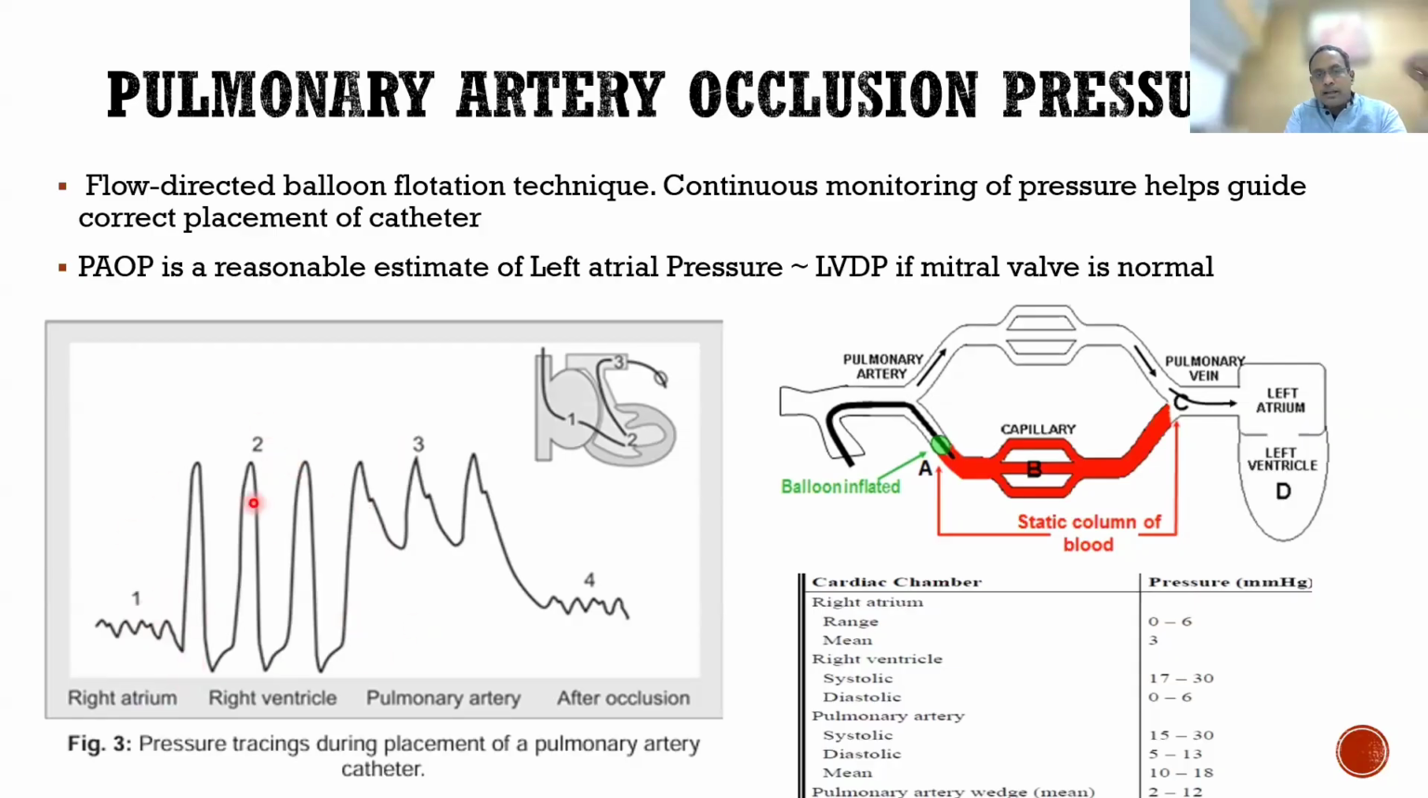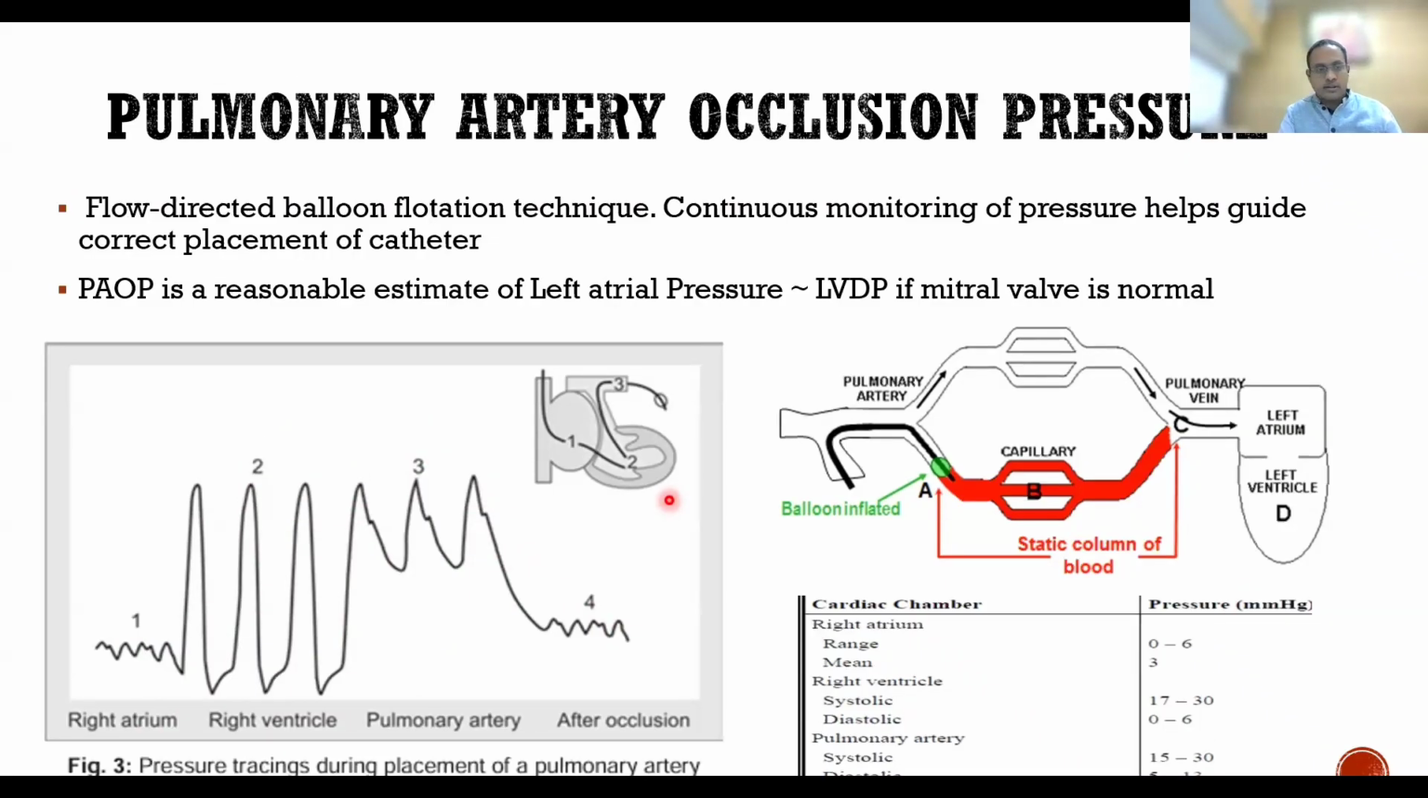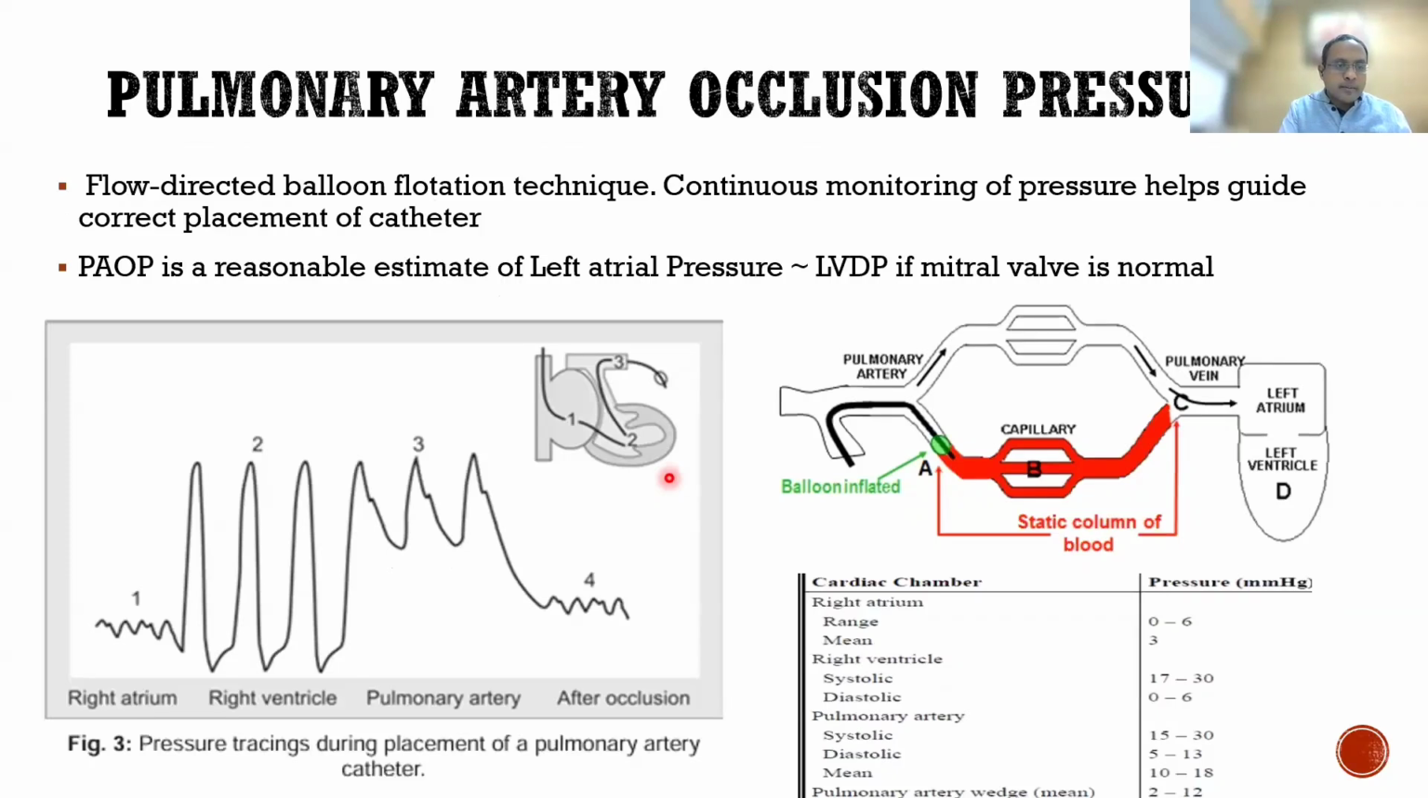Then when the catheter went into the right ventricle, the systolic pressure of the right ventricle was higher, so the waveform used to be like this. Then when the catheter goes into the pulmonary artery, the diastolic pressure goes above around 10 millimeters of mercury. And once we wedge that catheter, again the waveform is like a CVP waveform. That is how we used to identify where the catheter is at that point in time.